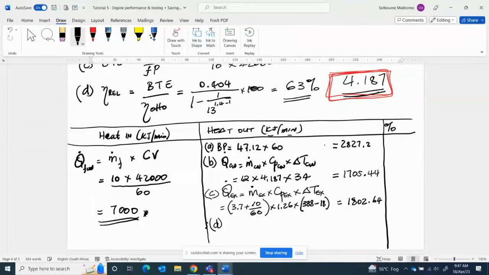We want to know some of the heat that is unaccounted for. We don't know what happened to that heat. Some of the heat maybe is due to radiation. Remember, when you open your engine or your bonnet, there's a lot of heat coming from the engine. That is heat due to radiation. So in this case, you can see that unaccounted for heat, Q unaccounted for.